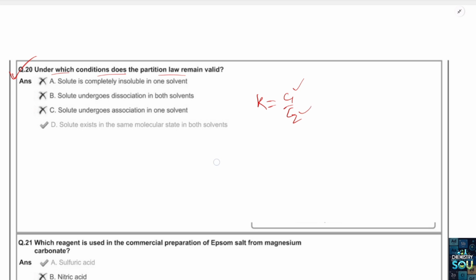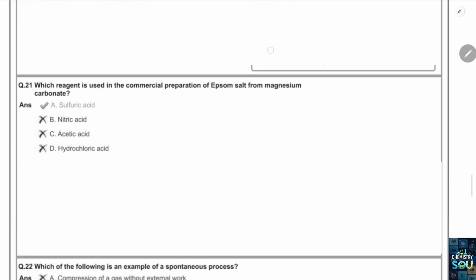Valid if the solute is completely insoluble in one solvent? No, that is not true. To partition among the different solvents, it must be present in both. Solute undergoes dissociation? No, it will not dissociate. Solute undergoes association? No. Solute exists in the same molecular state in both solvents. Option D is more appropriate.